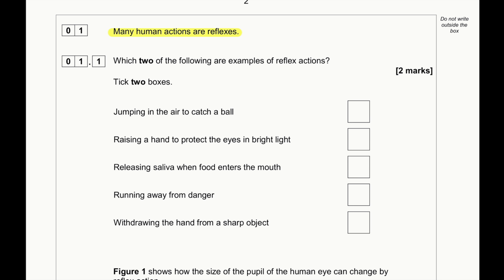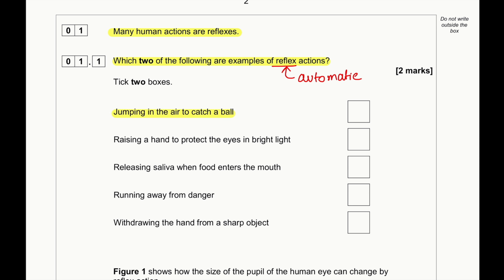Many human actions are reflexes. Which of the following are examples of reflex action? A reflex is an unconscious action, an action that does not involve the conscious part of the brain, so we will say automatic. Jumping in the air to catch a ball.